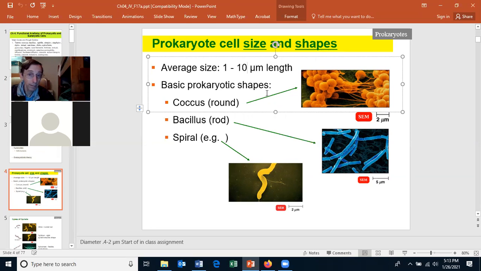They have different shapes. There are coccus cells, and they're a round ball or spheres. There's bacillus, and they are rods. And then there are spirals or spirilla, and they are a corkscrew type shape.